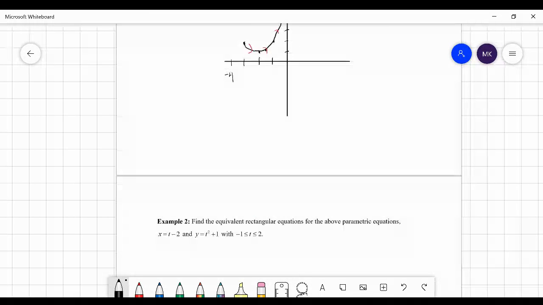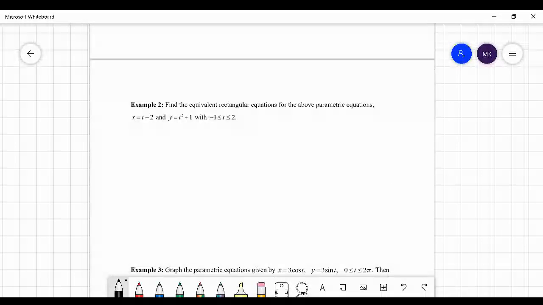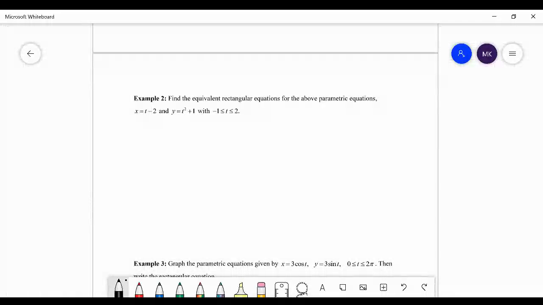Let's do another example. Now here, instead of trying to just create a table and graph this, I want to find an equivalent rectangular equation for the above parametric equation. And when I say rectangular equation, what that means is our standard y as a function of x kind of equation, or you can do x as a function of y as well. Parametric equations, if you look at their overall resulting graph, may not be a function.